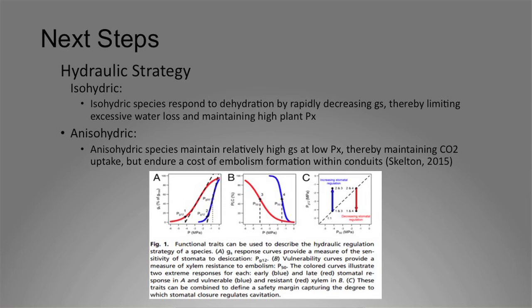Also, I've been looking at hydraulic strategies a lot more importantly, and one way of doing this is categorizing species on a metric of isohydric and anisohydric species. And this can be thought of as drought tolerance to drought avoidance.